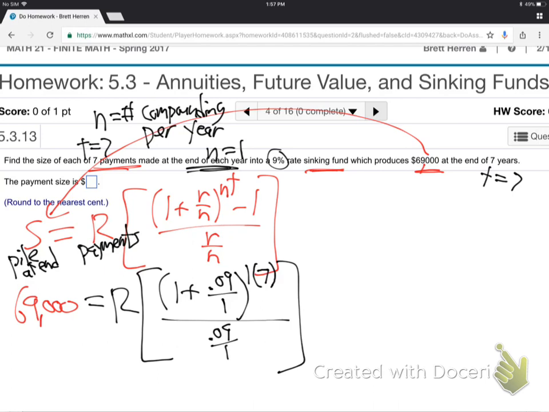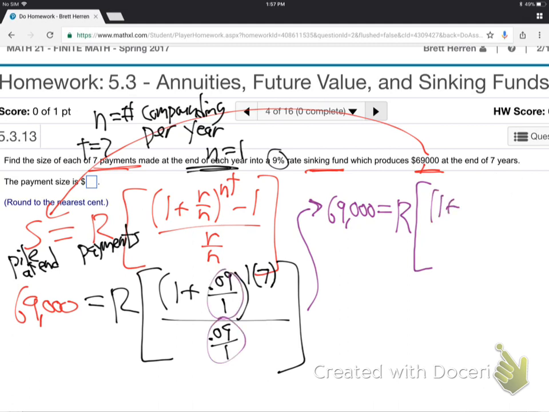Everybody good with that? Now let me come up here and clean that up a little bit. It's going to be 69,000 equals R. Now 0.09 over 1, what's 0.09 over 1? Just 0.09, right? Dividing by 1 doesn't do anything. So let me get rid of that part. And 7 times 1 is just 7.